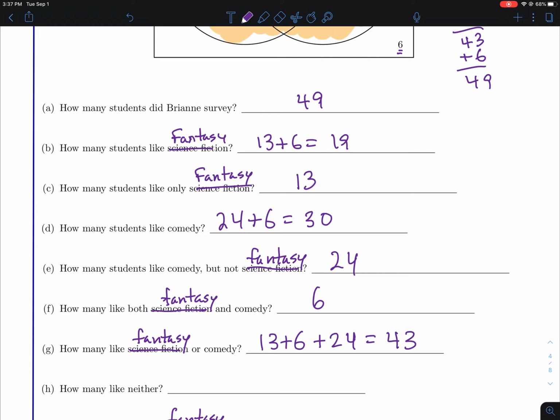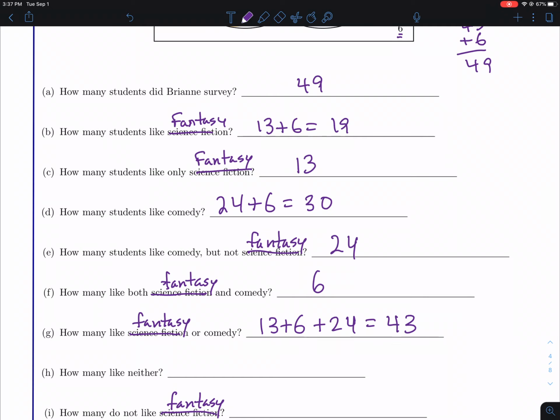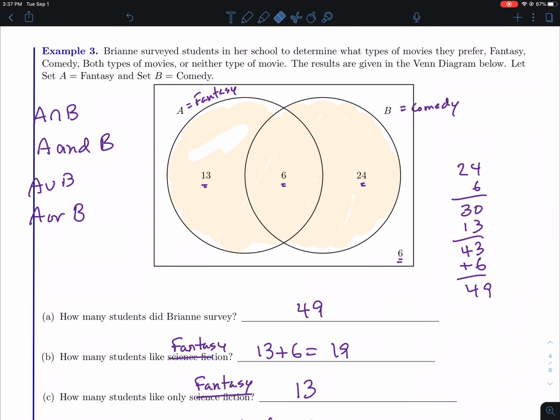So again, 43, just like last time. All right, so now, how many like neither? So how many people don't like either of the types of movies? Those are going to be the ones on the outside. If I erase this, those are just going to be these folks that aren't in either of the circles. They're going to be the ones that are in the rectangle but not in a circle.